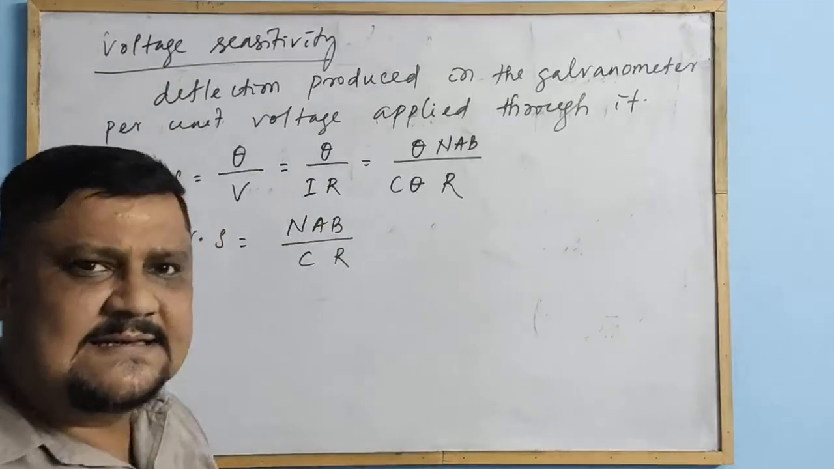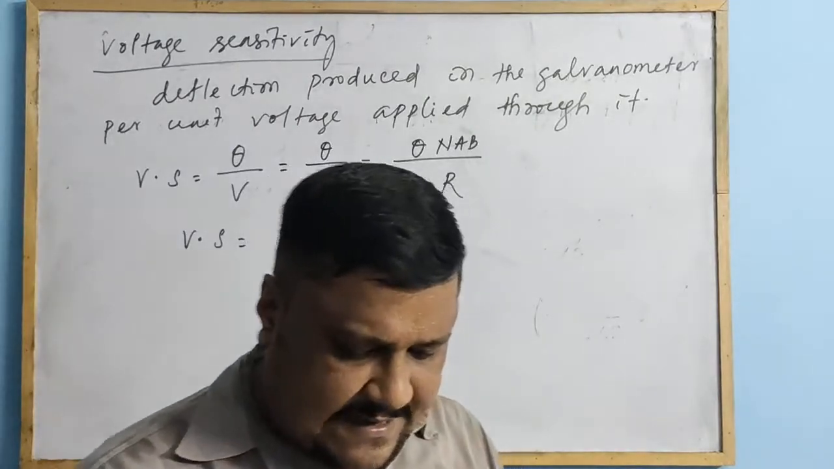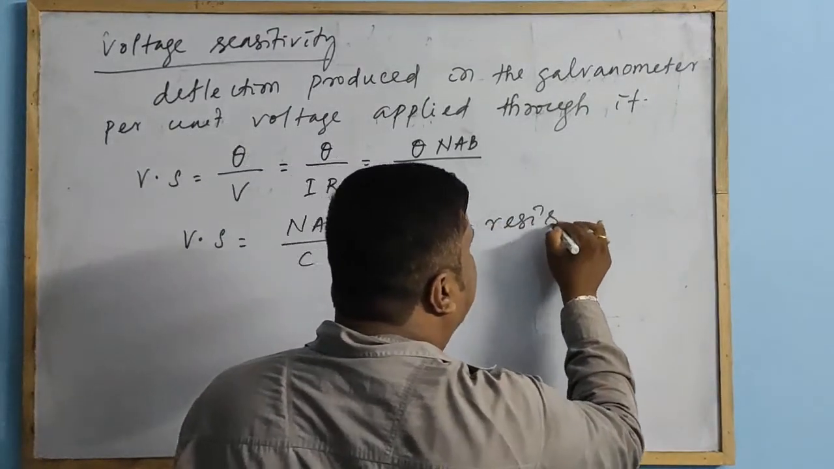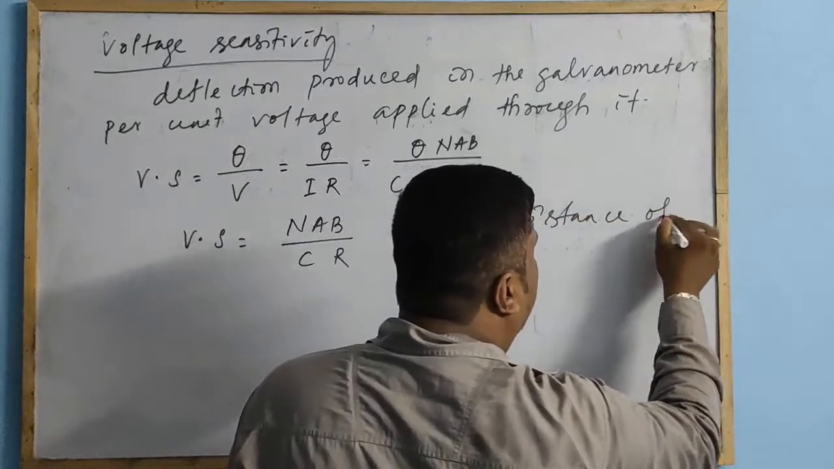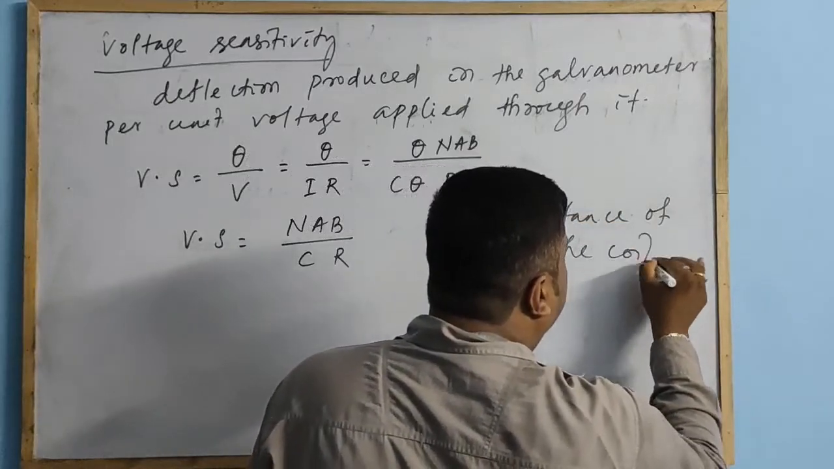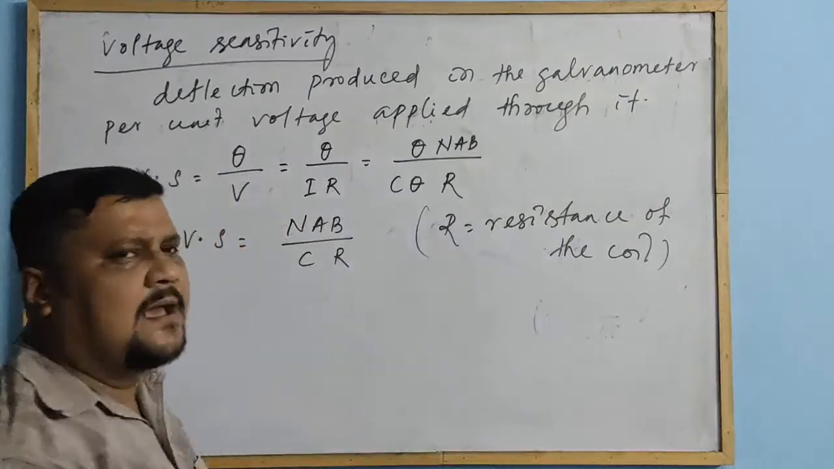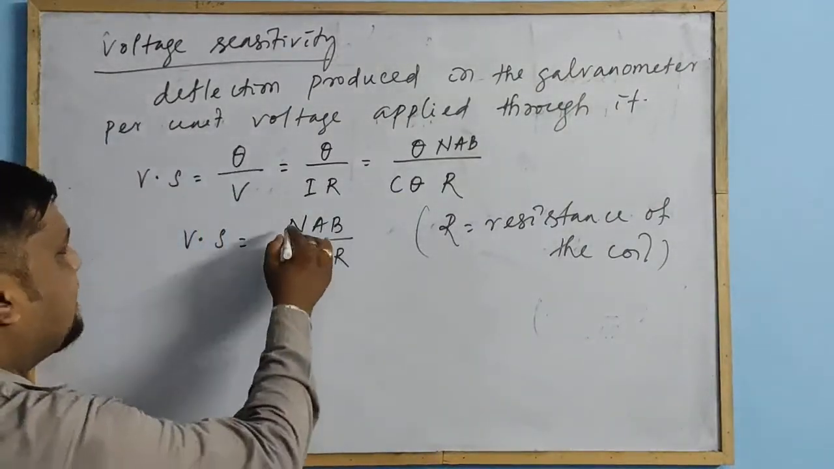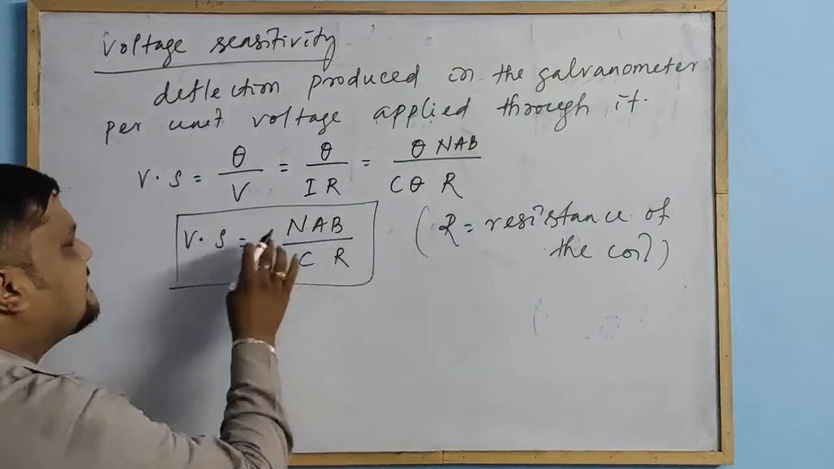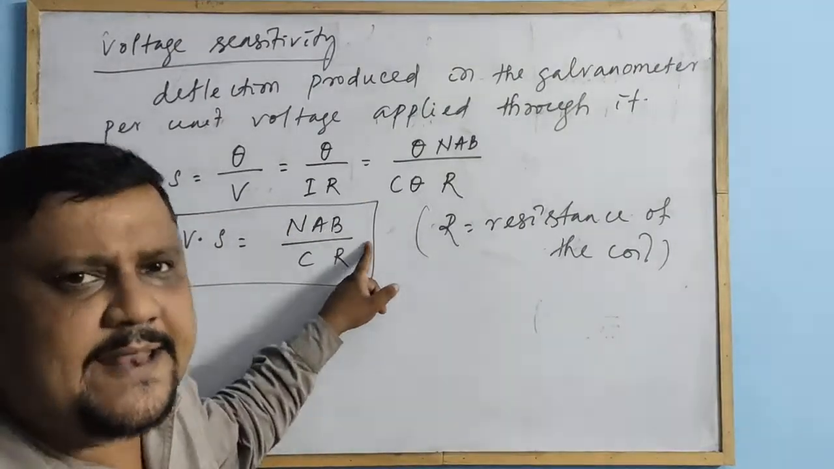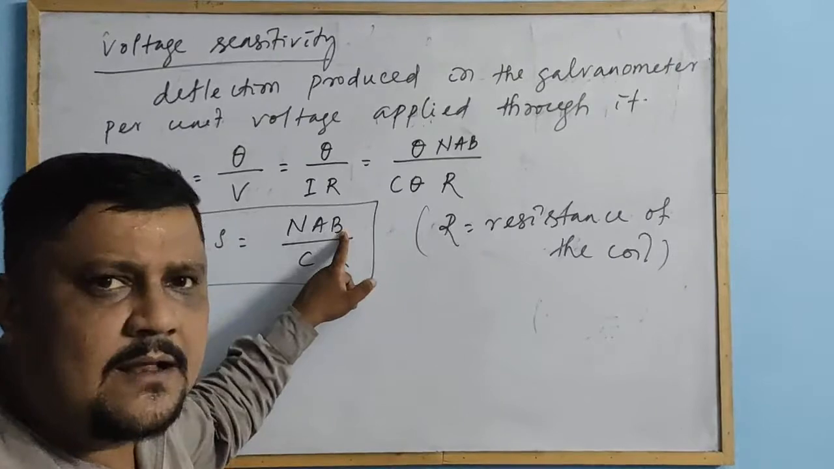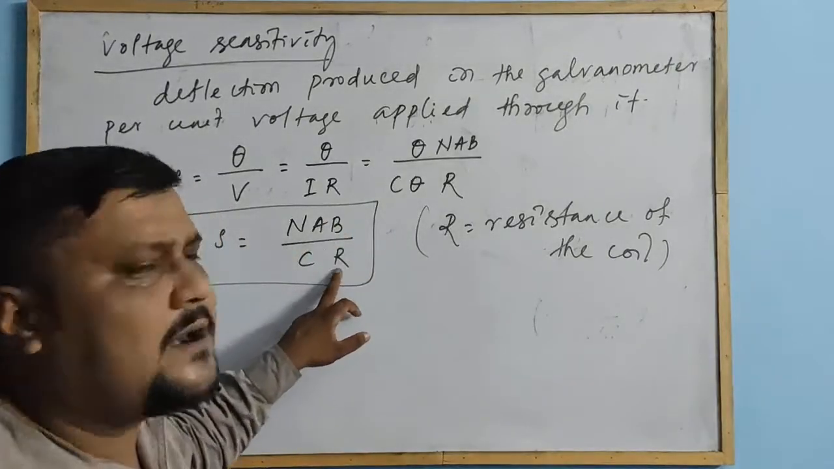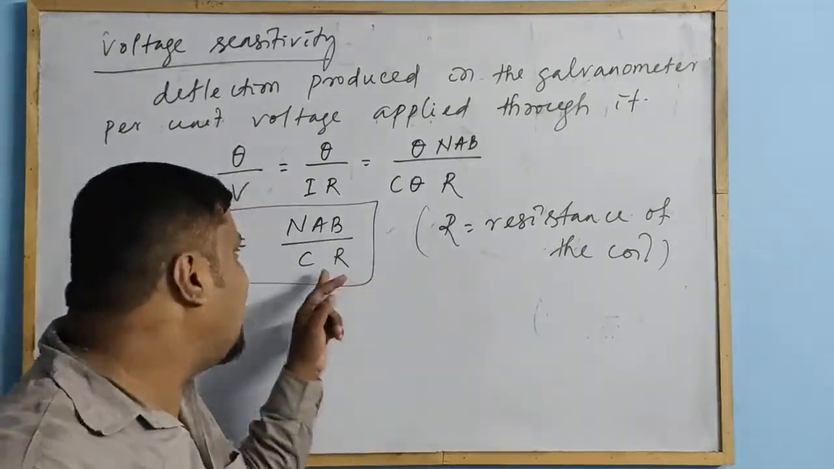Here R is the resistance of the coil. Clear? Then how can you increase the voltage sensitivity, looking at the formula? By increasing the number of turns, the area of the coil, the magnetic field, by decreasing the galvanometer constant, or by decreasing the resistance.